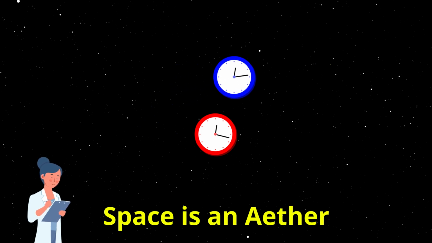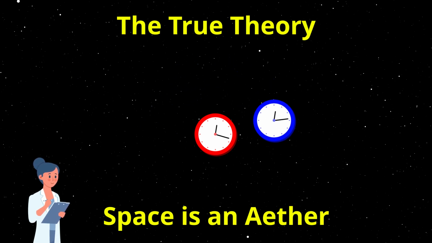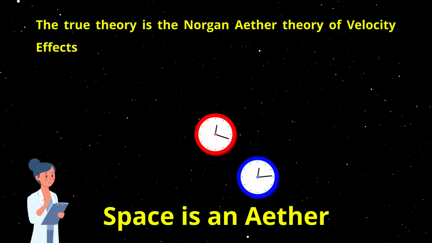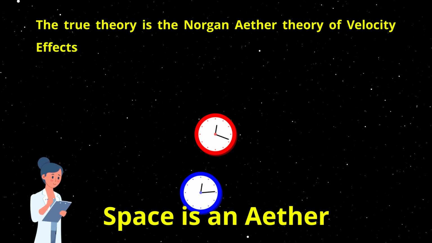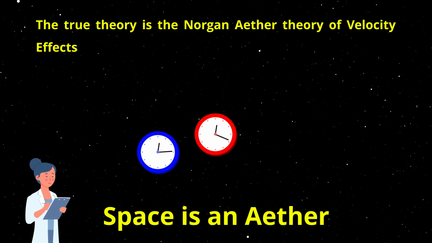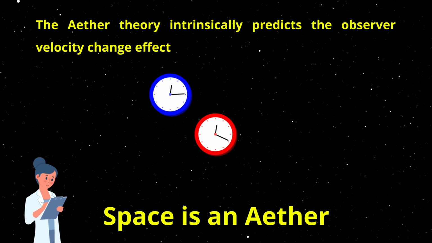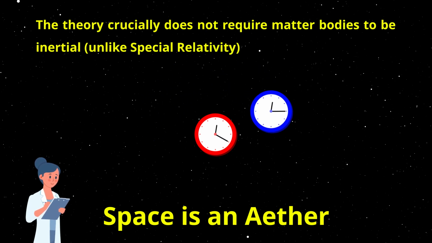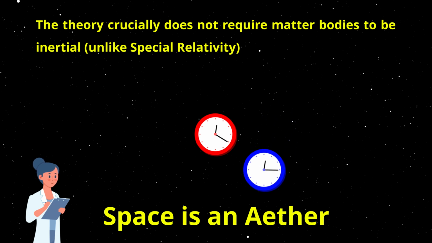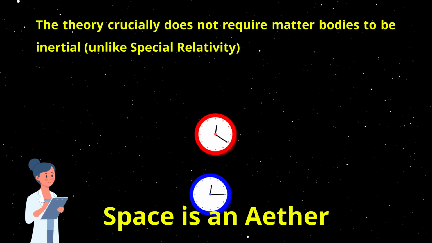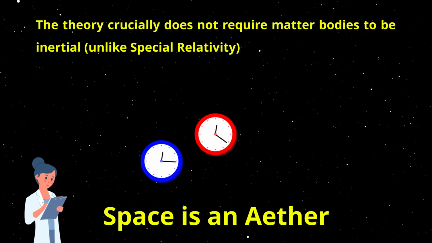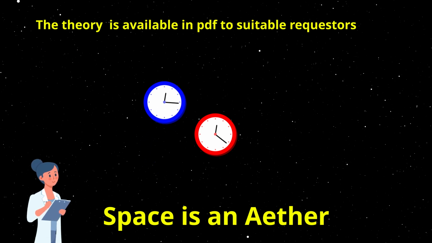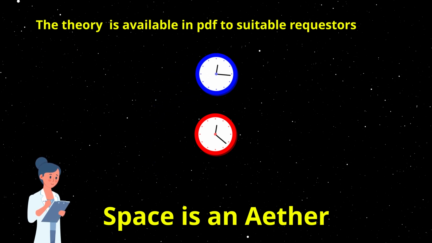Space is an ether. The true theory. The true theory is the Norgan ether theory of velocity effects. The ether theory intrinsically predicts the observer velocity change effect. The theory crucially does not require matter bodies to be inertial, unlike special relativity. The theory is available in PDF to suitable requesters.